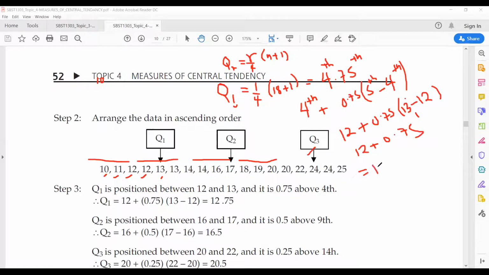So that would be 12.75. That is your first quartile, so that is your Q1. So your Q1 value is 12.75. Okay, so that is how you obtain the first quartile of the data.